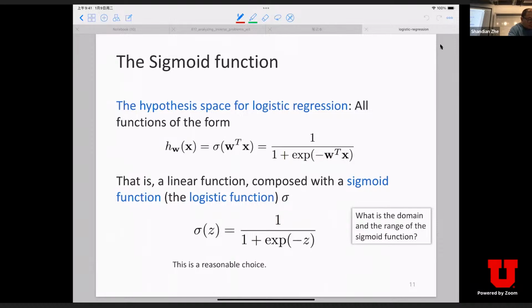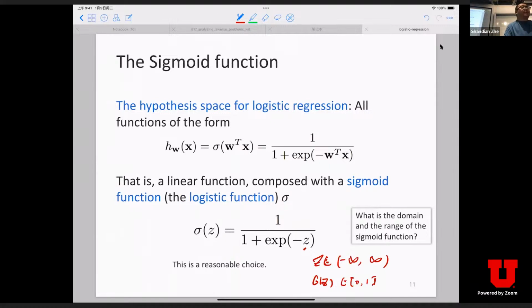And the nice property of the sigmoid function is that the input Z can be unbounded. Z could belong to -infinity to infinity, and the output, sigmoid of Z, is always between 0 and 1. That's why we choose the sigmoid function.